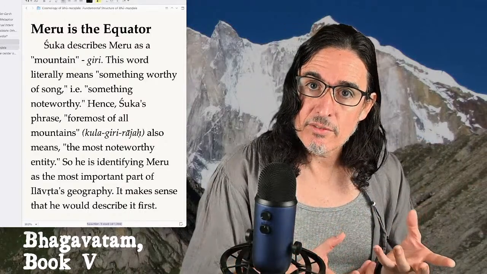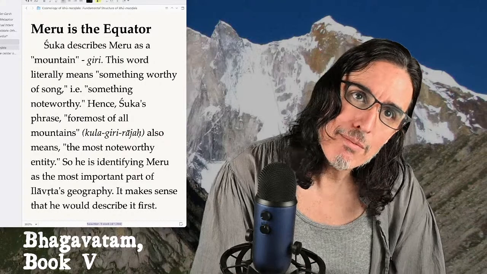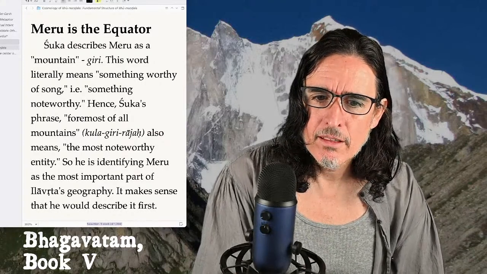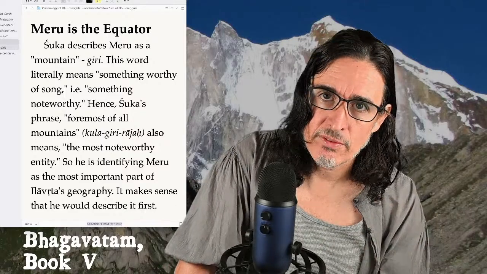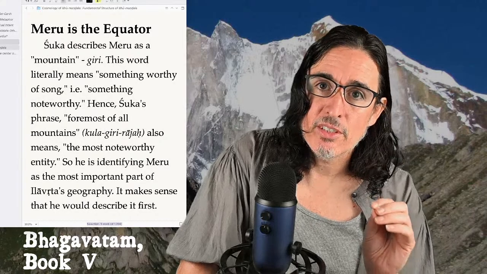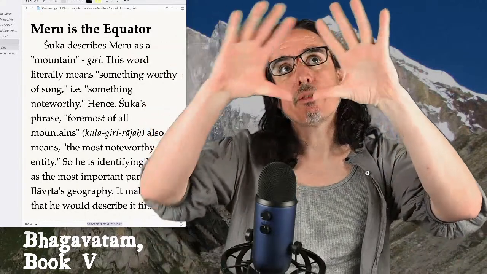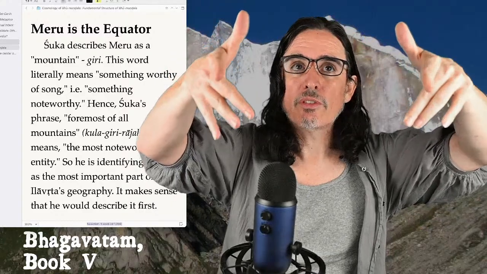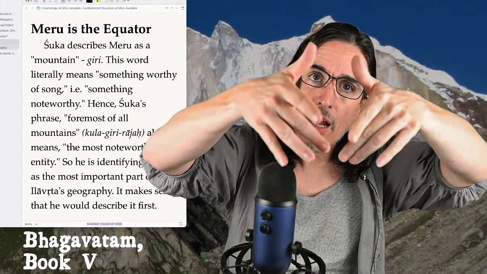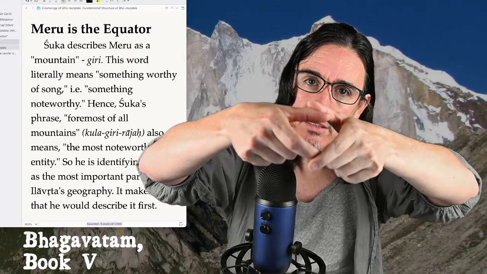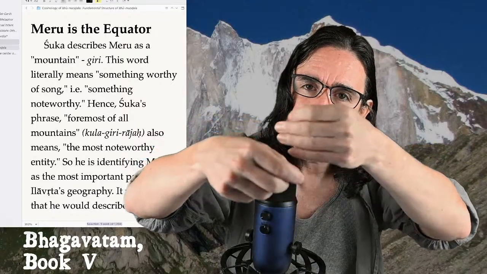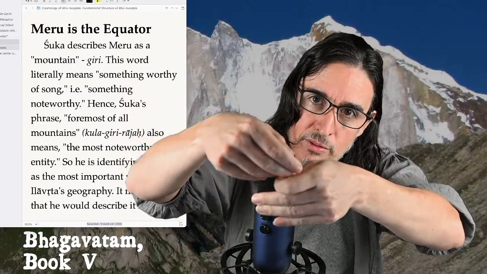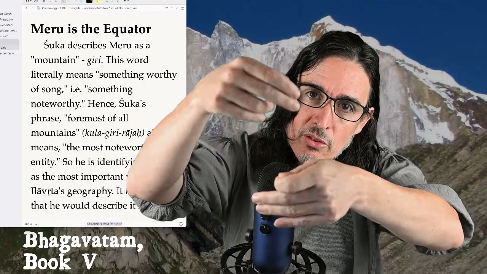But it's actually like a mountain because it's the rock and everything of the earth. But it may be more than rock. The most noteworthy entity. So he's identifying Meru as the most important part of Ilavrata's geography. It makes sense that he would describe it first. What he's doing in his description is he showed you this picture of this whole solar system, and then he zoomed in on Bhu, which is subjectively the center of it, and then he zoomed in on Ilavrata, which is subjectively the center of that, and then he zoomed in on Meru, which is subjectively the center of Ilavrata.